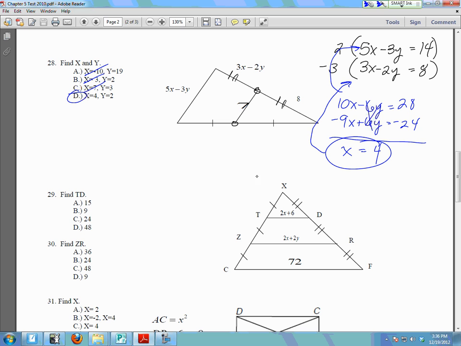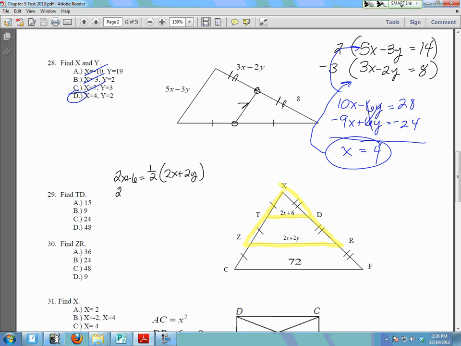Find TD. Okay, TD is this segment here, and I'm going to find that segment by looking at this triangle right here. TD is a mid-segment of that triangle, so I'm going to say the mid-segment, which is 2x plus 6, should equal half the base that's parallel to, or the side that's parallel to, so 2x plus 2y.